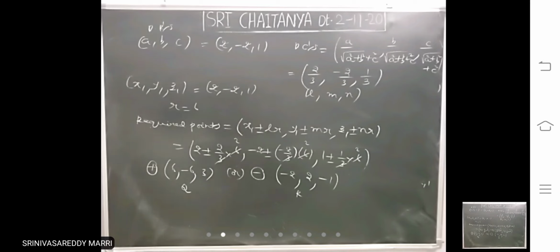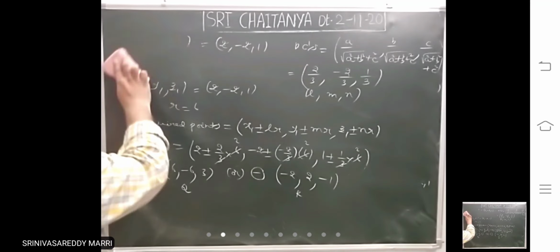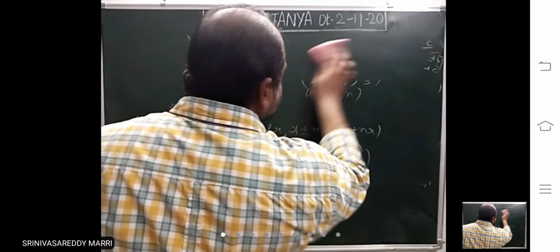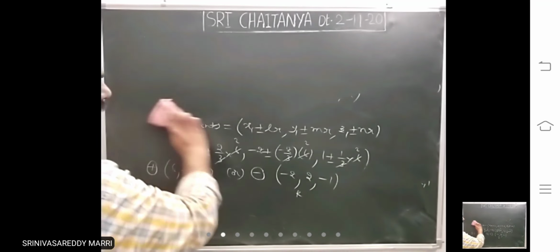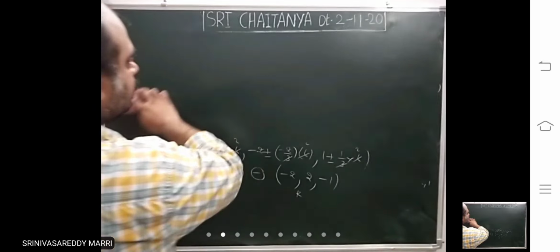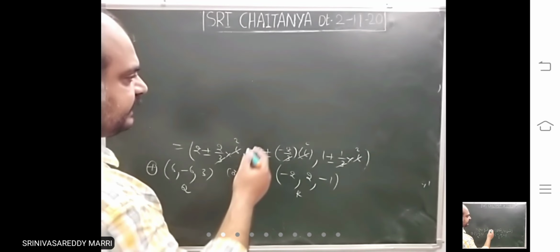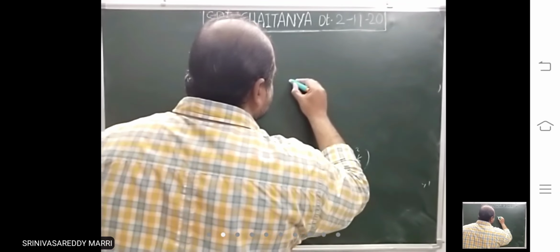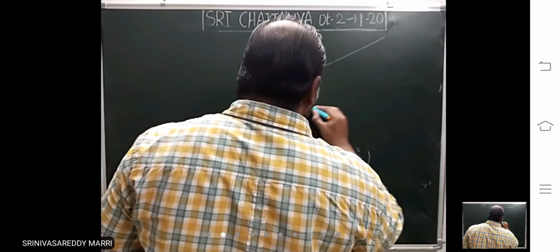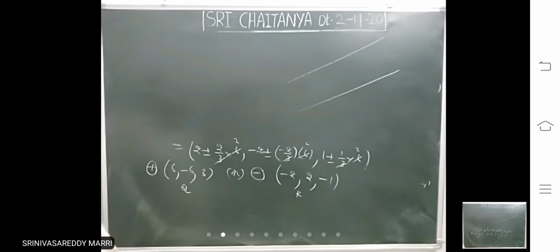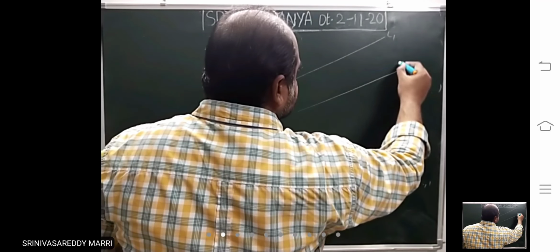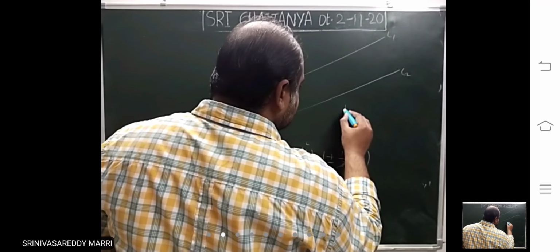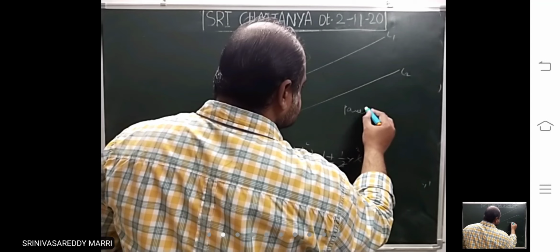Look at the next concept. Lines. If the lines are there like this, let us say L1, let us say L2, these are parallel lines.